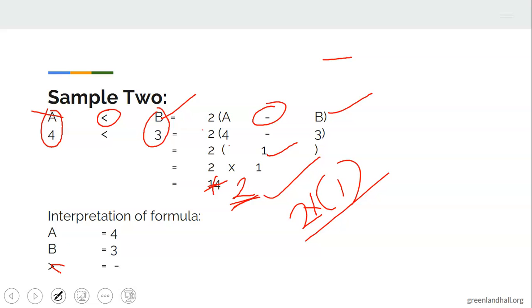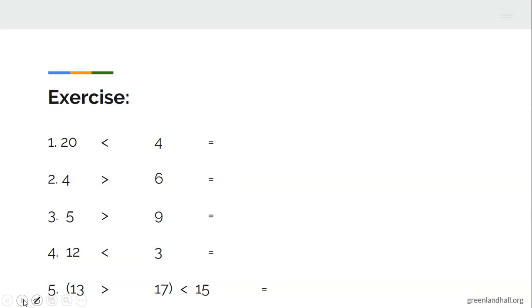Okay, now let's look at some exercise that you have for me. You're going to do this with your thinking cap on. You evaluate for me. Exercises, these are your drills. 20 is less than 4. Number 2 says 4 greater than 6. 5 greater than 9. Remember, these are what you should check.